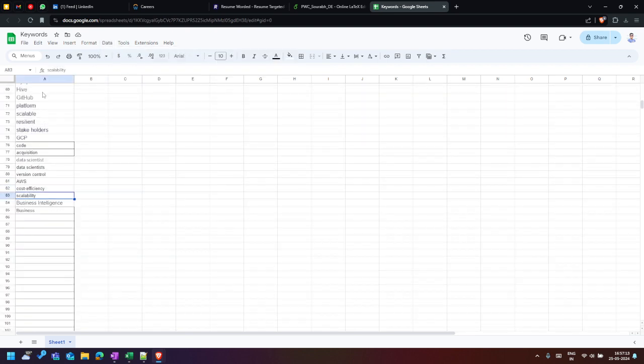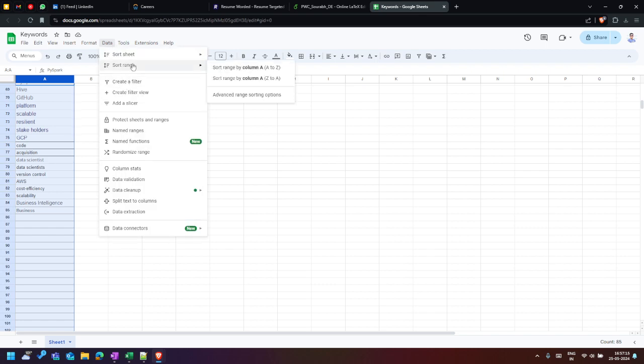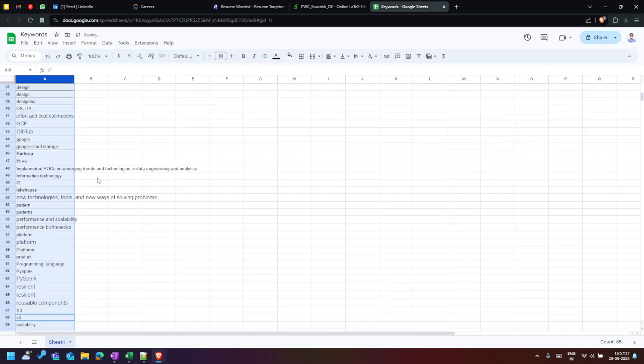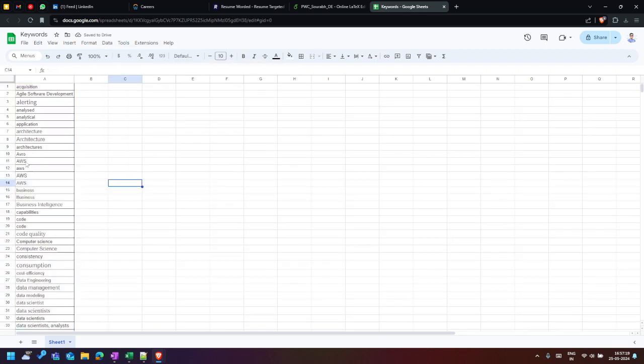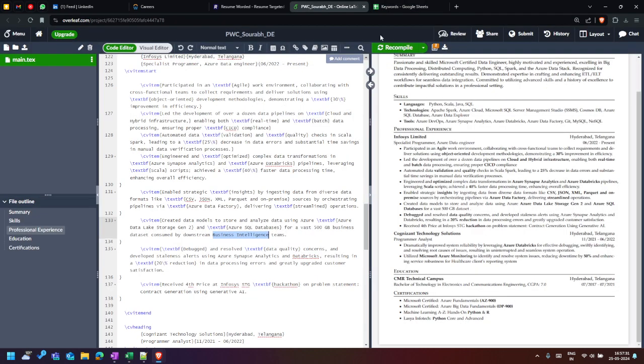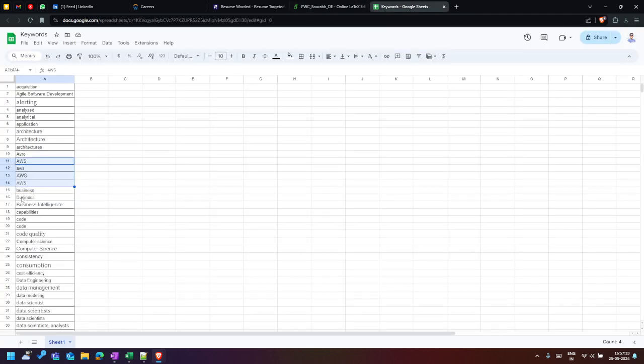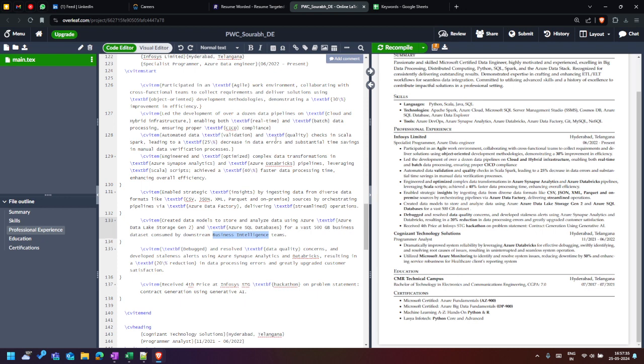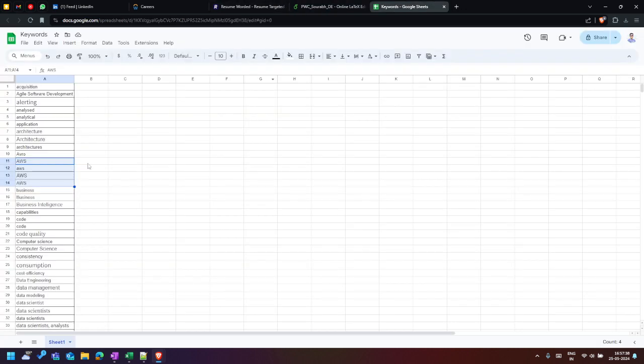So okay, this didn't work. Let me come here. Sort range here, this one. And now I'll see that AWS is being used. I have targeted my resume four times to include AWS, and that's quite a lot of time. So I would just come to my normal resume and include this keyword somehow into my normal resume itself, so that I don't have to include it again.